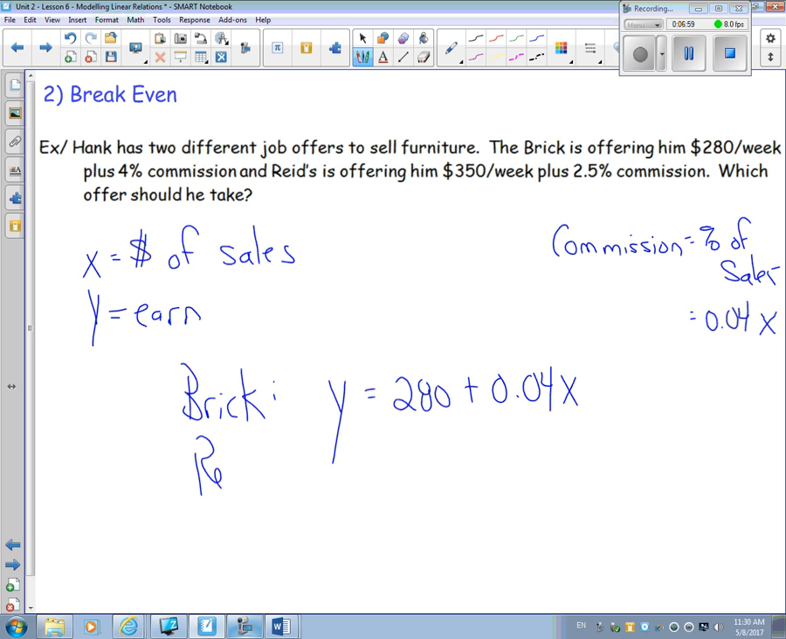Reed's, on the other hand, is going to give him $350 a week, so he starts higher, but he only gets 2.5%. So as a decimal, it's 0.025x. And even though he starts at a lower value at the Brick, because he's earning more per commission, he could earn more from this company. These two lines will cross somewhere. As we talked about previously, if your slopes are different, in this case your percentages, they will meet at some point down the road. I don't care today where they meet, I just want to know that they will meet somewhere.